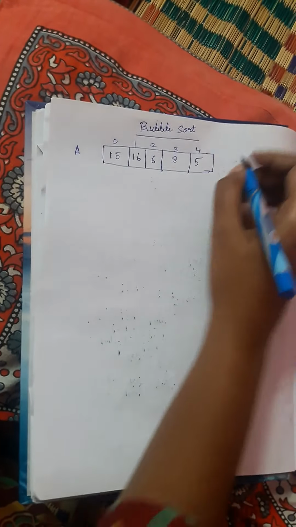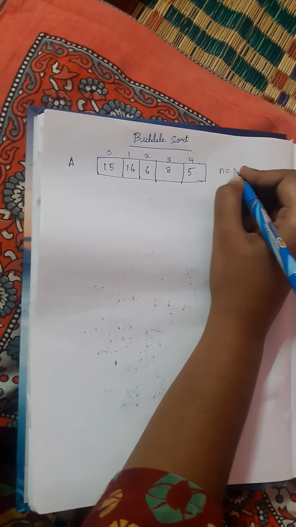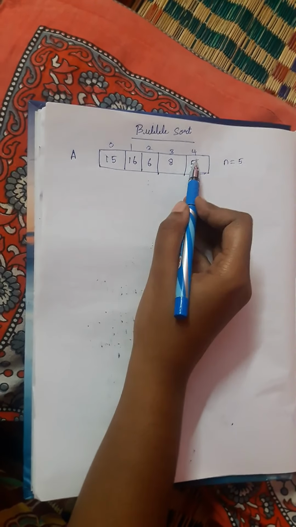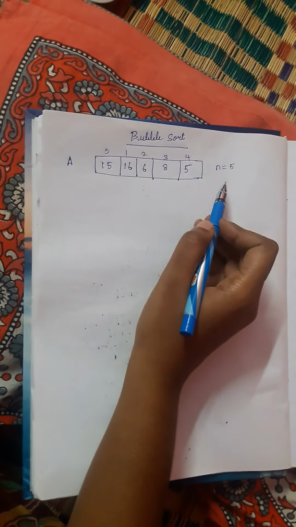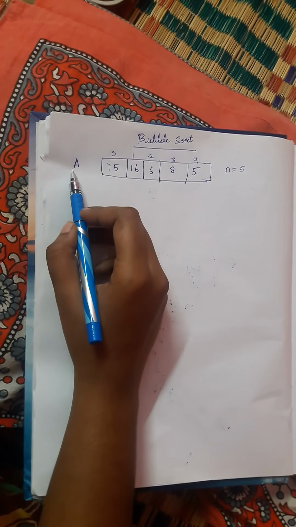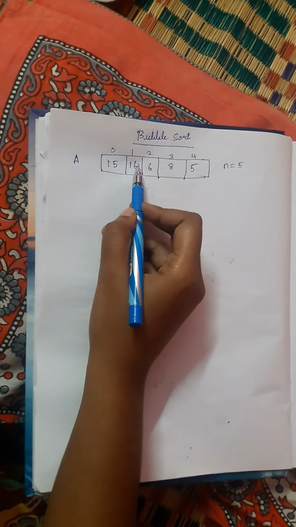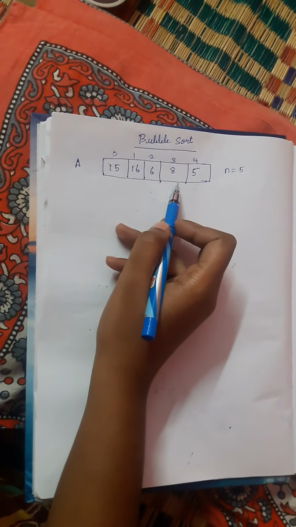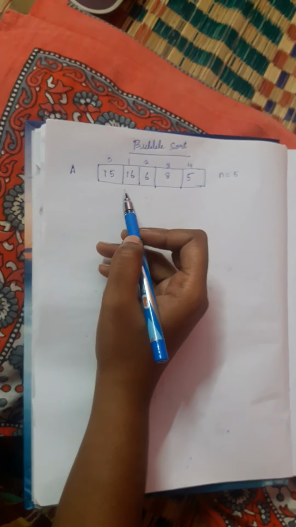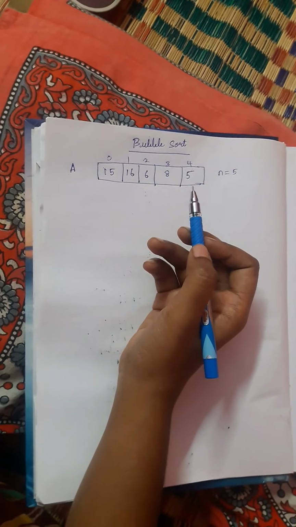The size of this array is n equal to 5, because 0 to 4 means 5 elements are there. So we are given the number n equal to 5 and we have taken this array as a: a of 0, a of 1, 2, 3, 4, like that we will consider. Here we are going to follow the bubble sort technique.